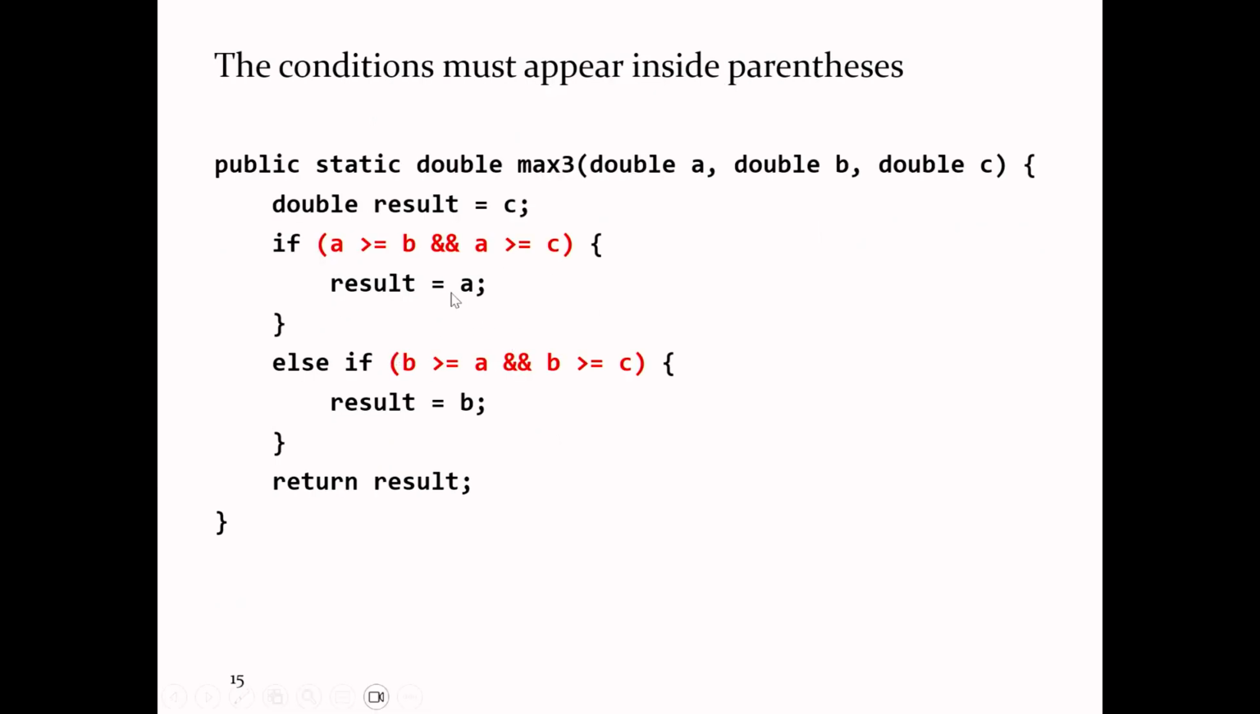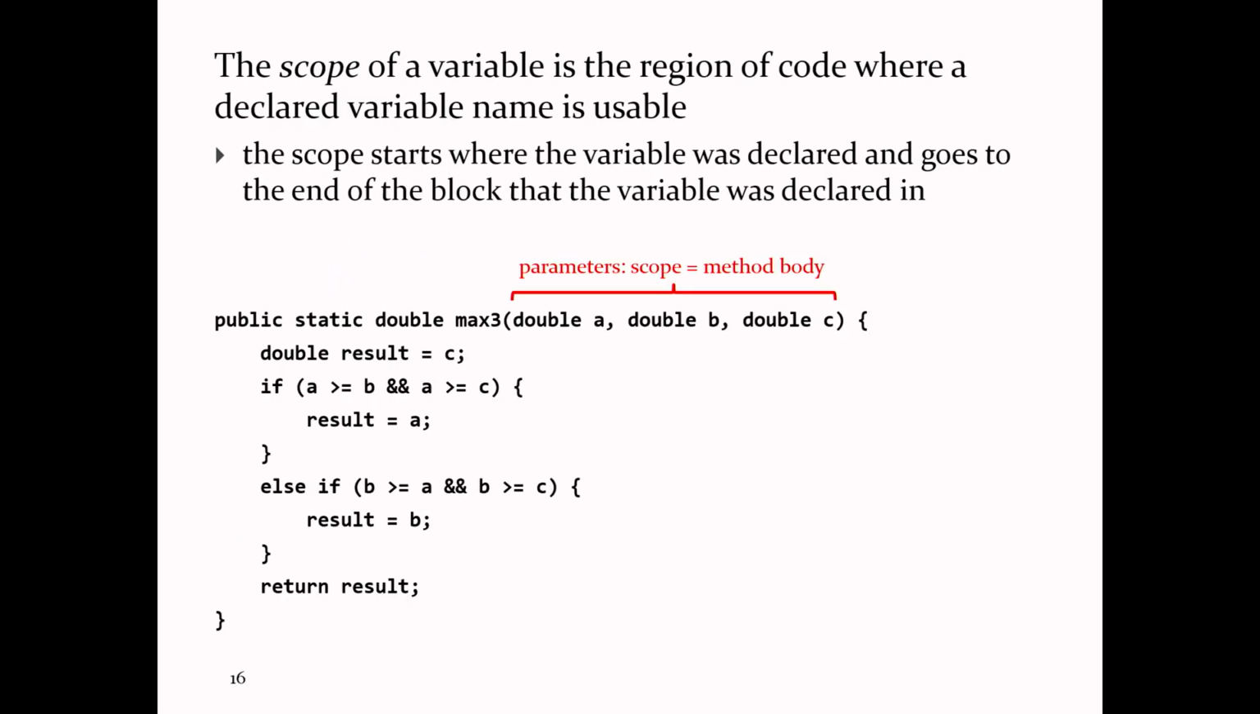So your condition has to appear inside parentheses. The scoping of variables is almost the same as in C. So for the time being, it's exactly the same. So here's our max3 method. It has 3 parameters. The scope of A, B, and C is the body of the method max3. So anywhere between that brace and that brace, you can use the names A, B, and C, and they correspond to the values A, B, and C that were passed to the method.